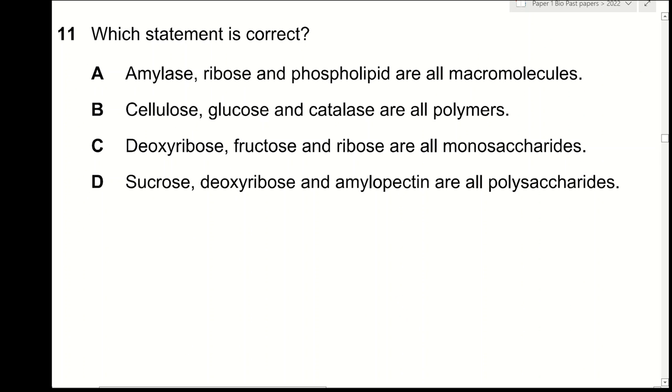Number 11, which statement is correct? A, amylase, ribose, and phospholipid are all macromolecules. Now, amylase is correct. It's a macromolecule because it's an enzyme. Now, for ribose, this is incorrect, because as we all know, there's something in an RNA nucleotide called a ribose sugar. It's the sugar component, or the pentose sugar, of an RNA nucleotide. Therefore, it's made of 5 carbon atoms, and it's definitely not a macromolecule, so it's incorrect.